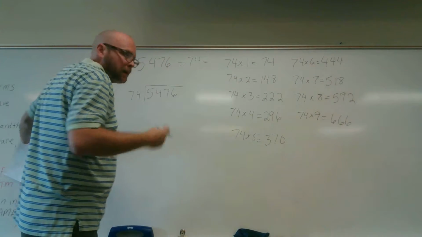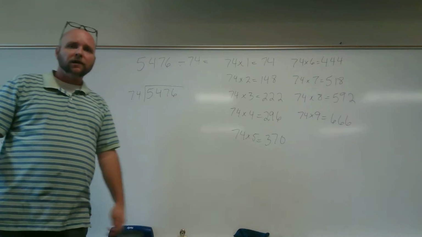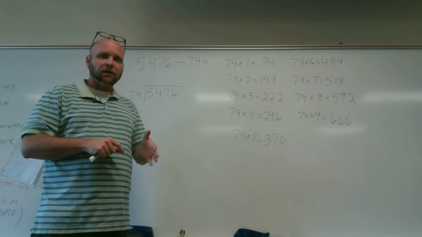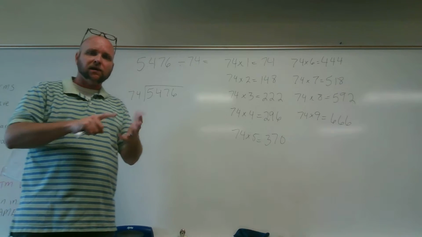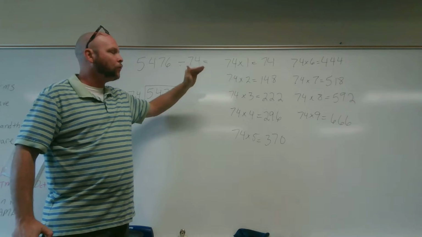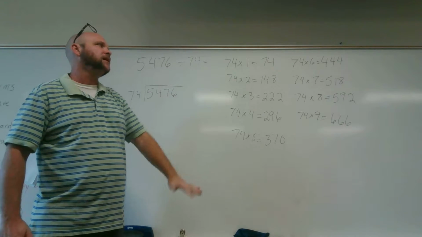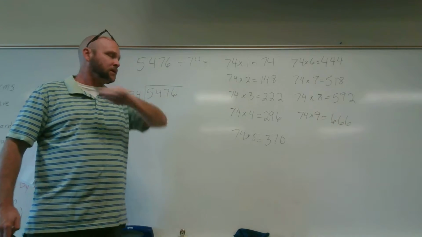Alright, provided I did my math correctly and you did your math correctly, those are the first 10 multiples of 74. Multiples are counting by that number, like the multiples of 2 are 2, 4, 6, 8, 10, 12, 14, 16, 18, 20. Okay, the multiples of 74: 74, 148, 222, 296, 370, 444, 518, 592, and 666.